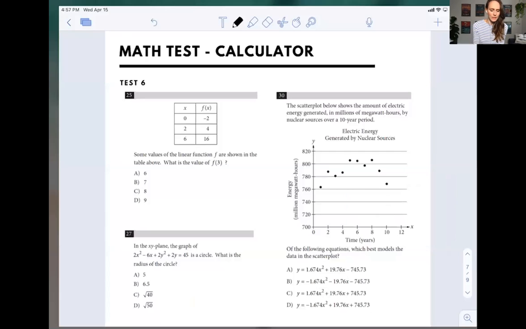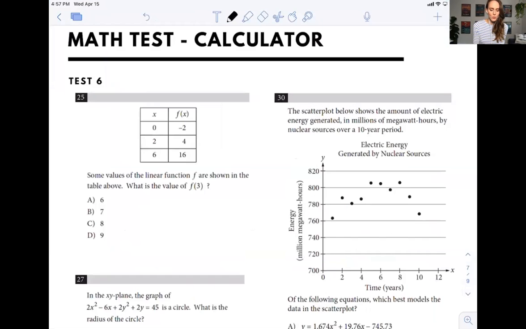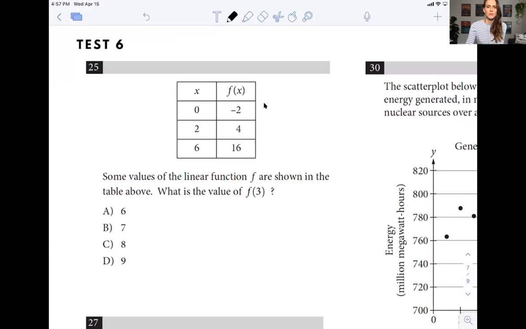Okay, let's look at these. So for number 25, the first thing I'm going to notice with a question like this, do you guys, by the way, see my screen okay? I just want to make sure because the last time I switched over from my timer to just the test. Okay, great. So the first thing I'm going to notice for this question is that they give me a table.